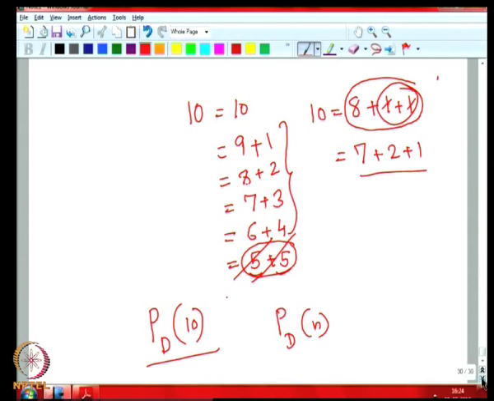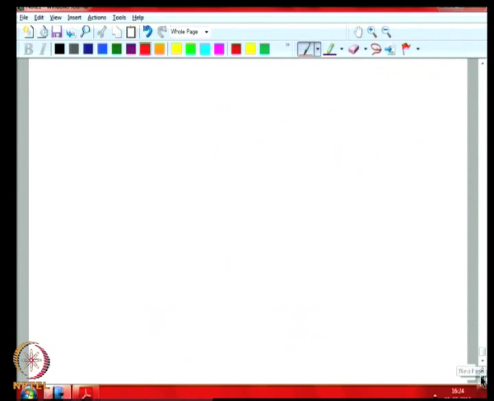right. So before we estimate the value, we would rather see what is the generating function for that. That's our aim now, PD of n, right. So we have to worry what is PD of 0.